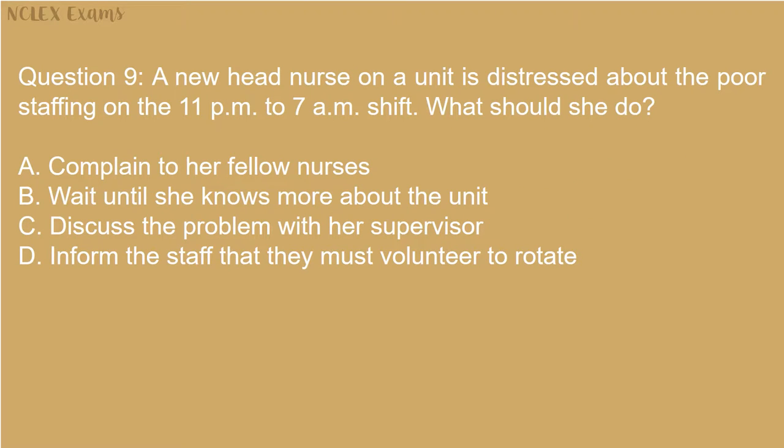Question 9. A new head nurse on a unit is distressed about the poor staffing on the 11 p.m. to 7 a.m. shift. What should she do? A. Complain to her fellow nurses. B. Wait until she knows more about the unit. C. Discuss the problem with her supervisor. D. Inform the staff that they must volunteer to rotate.